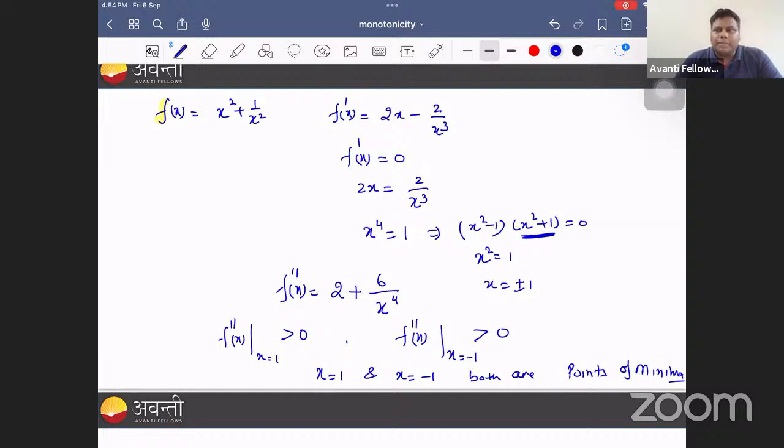Tell me. Kaushik, if you would like to reply. How can 1 and minus 1 both be points of minima? Anybody? Vedant? You may reply in the chat box if possible for you.